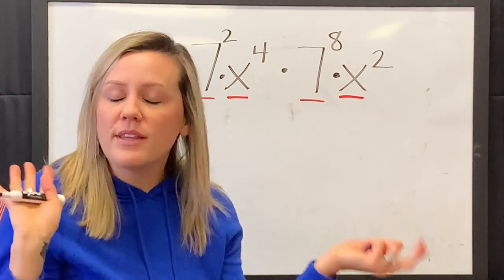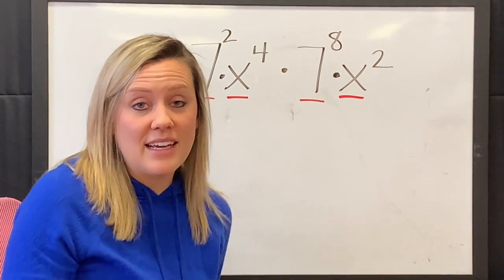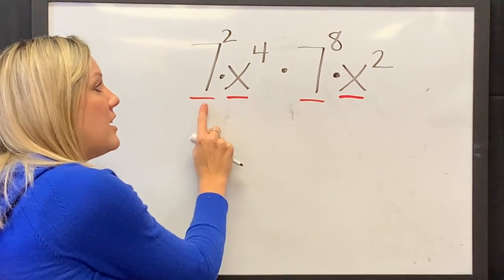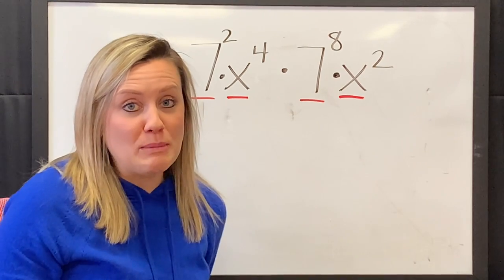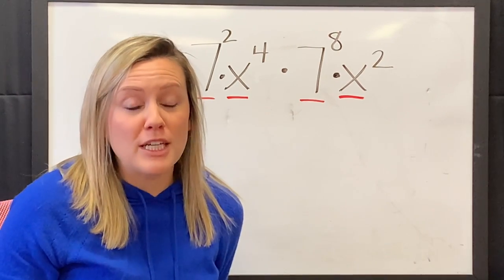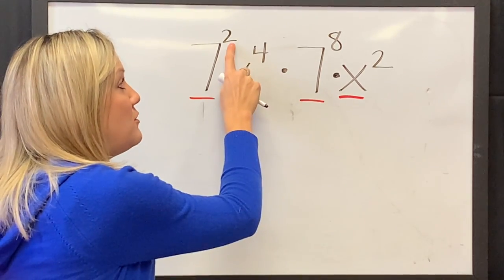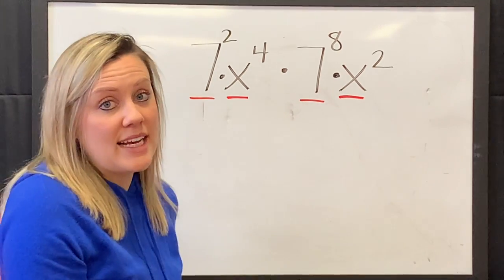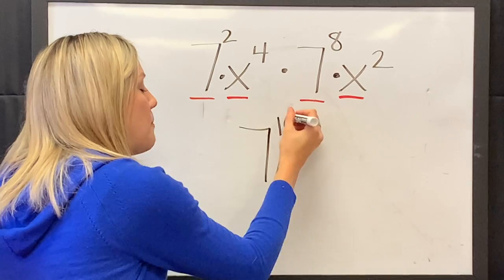So since everything's being multiplied by each other, we are going to combine the things that have the same bases. So I see a 7 here and a 7 here. And then if you have the same bases, remember from the first couple problems, you get to add the exponents. So we have an exponent of 2 and we have an exponent of 8. 2 plus 8 is 10. So I am going to write 7 to the 10th power.